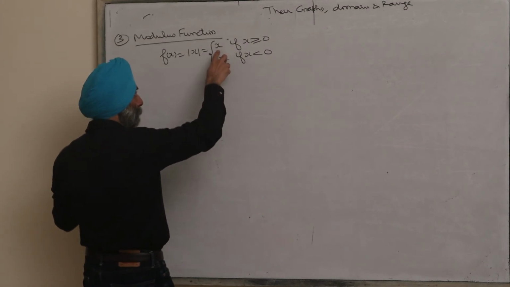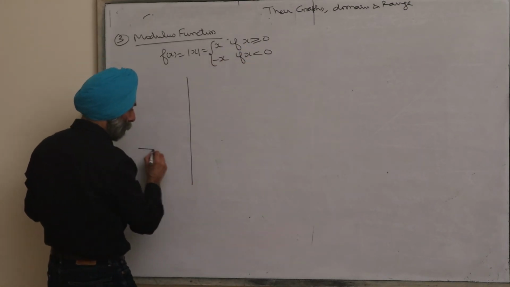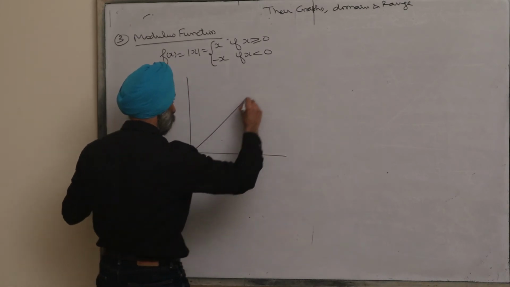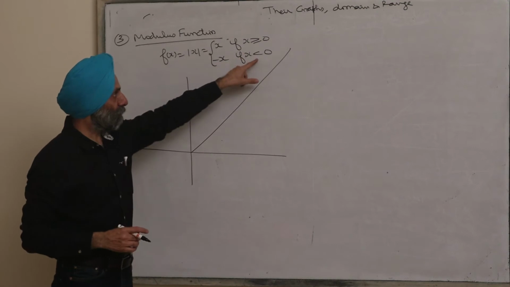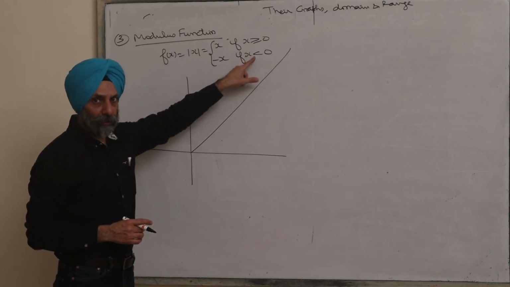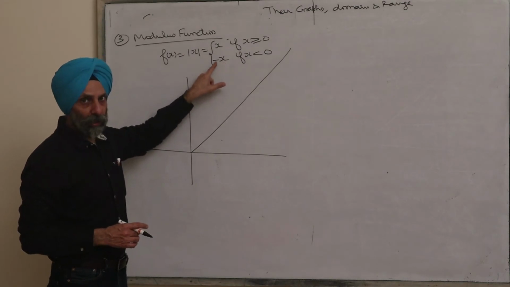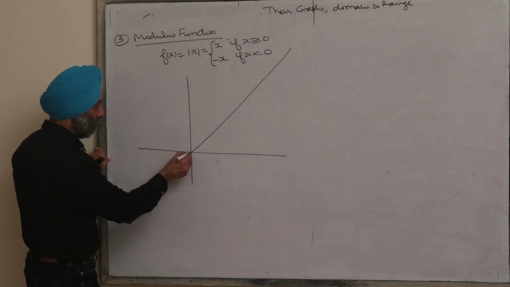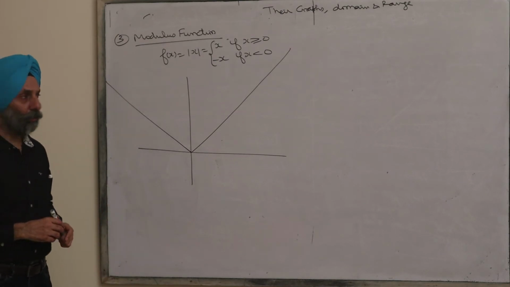Now, it is x if x is greater than or equal to 0, which means that if I have to plot the graph of this, it will go like this, and is minus x if x is less than 0. So if x takes negative values, when you substitute it here, minus into minus, it will give you the positive value. So this is the graph of the modulus function.